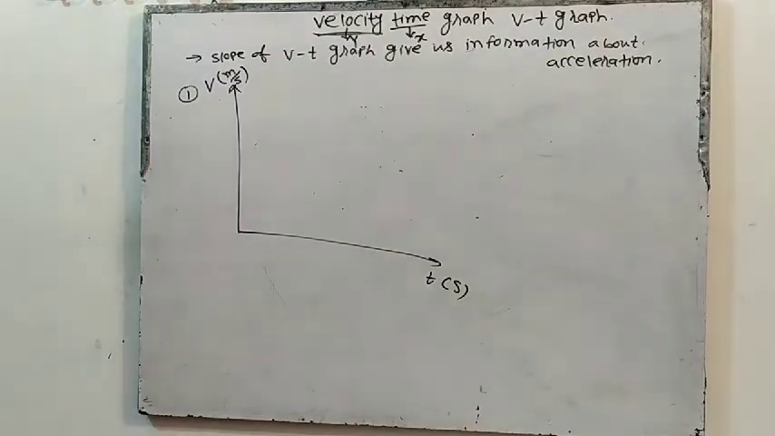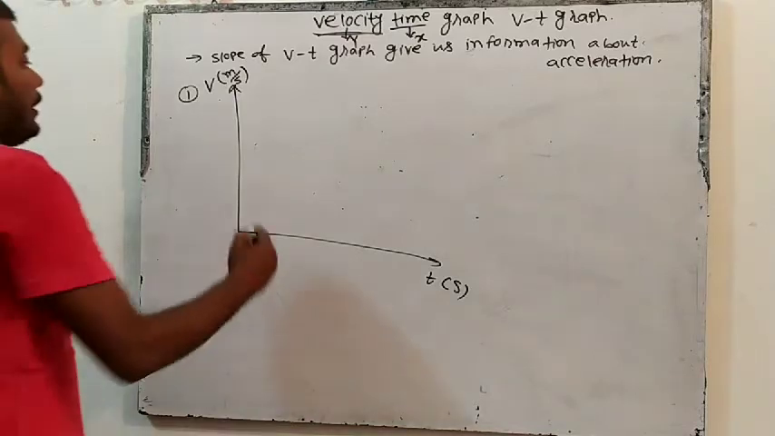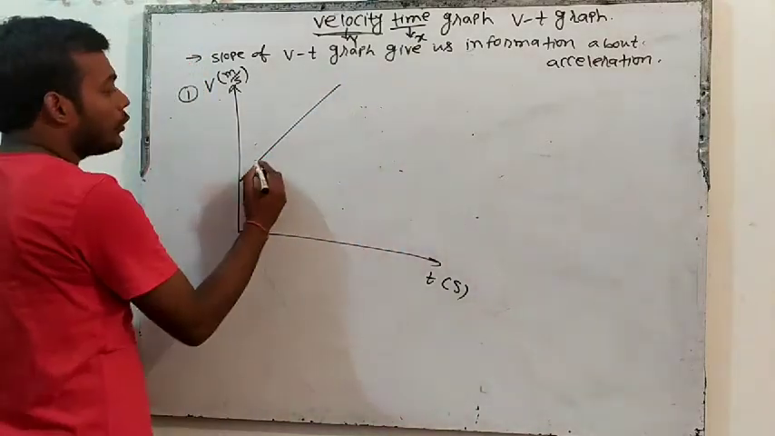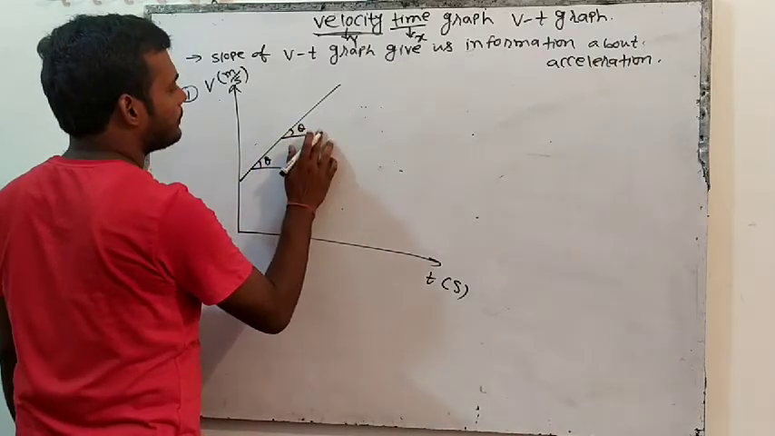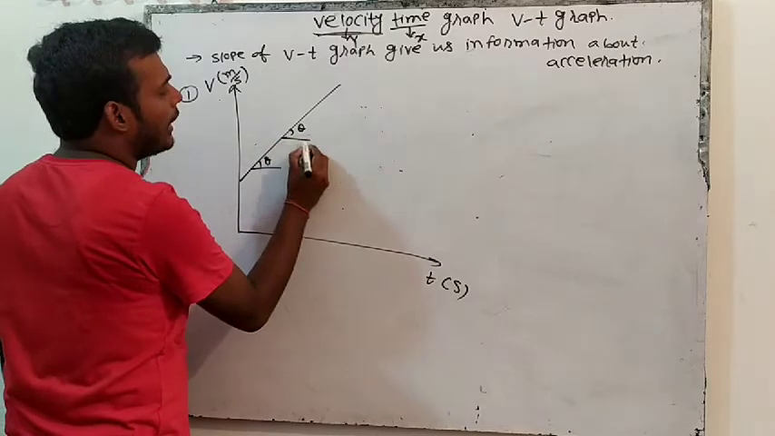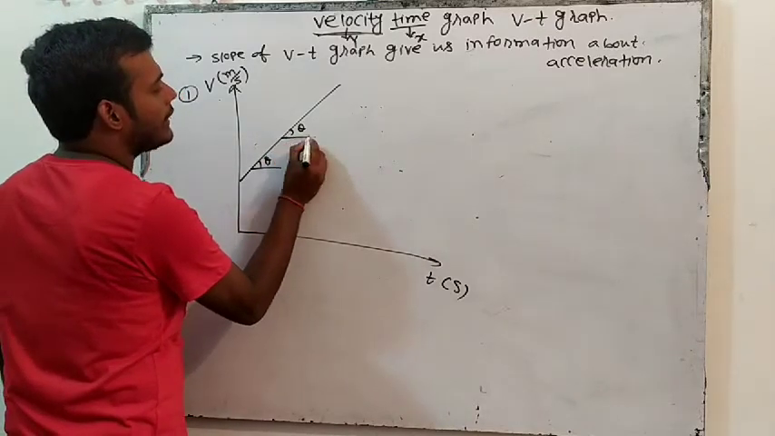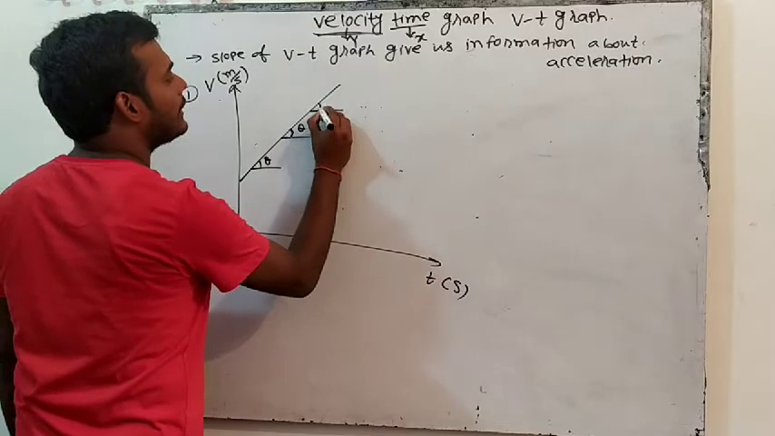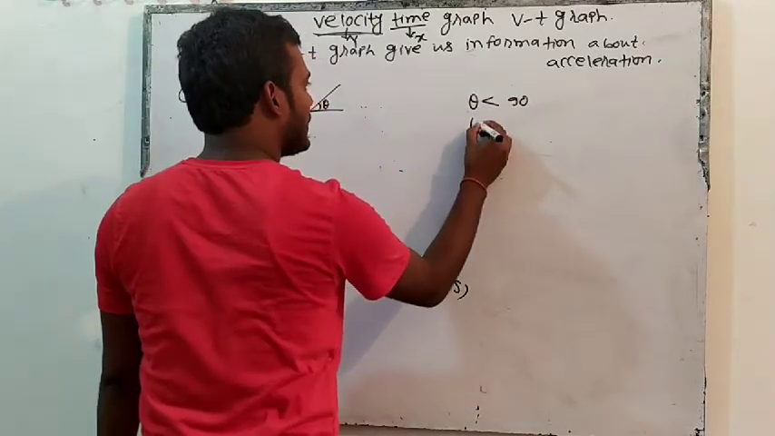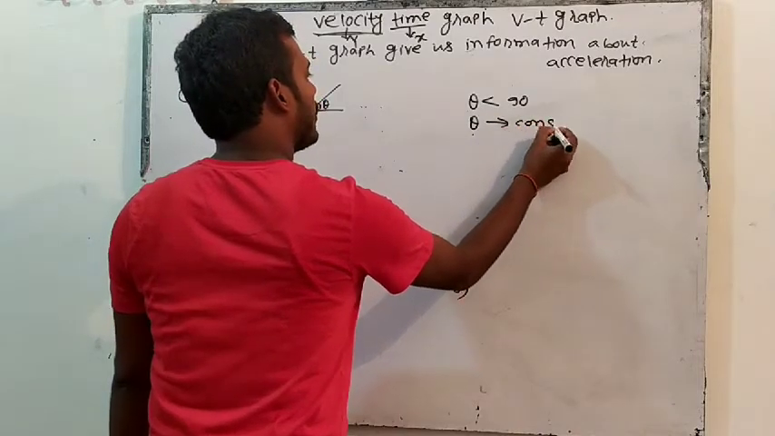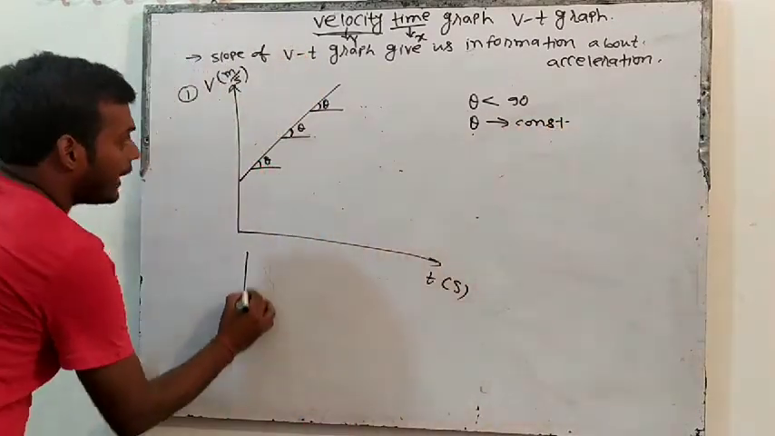If suppose the graph is like this. So here if you notice theta, this theta is constant now. Theta means what? Angle with the x-axis. See here theta is constant. In this graph theta is less than 90, but theta is constant. Theta is constant everywhere.